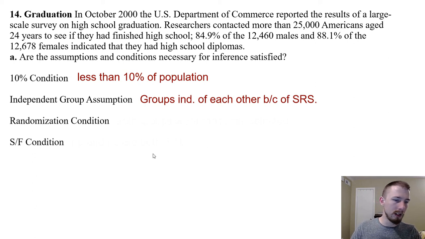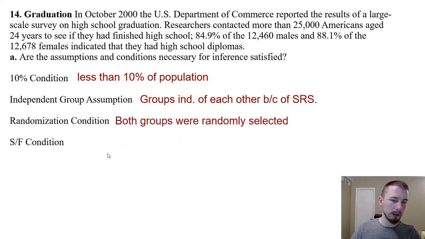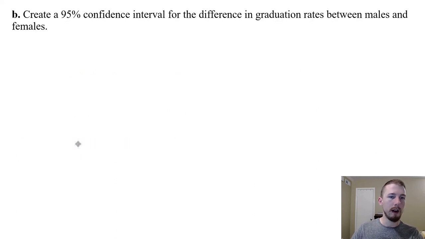All right, randomized condition. They were random samples, so they should be representative of the overall populations. Success failure condition, we had obviously at least 10 people that did and didn't graduate from both groups. So create a 95% confidence interval for the difference between the males and females.